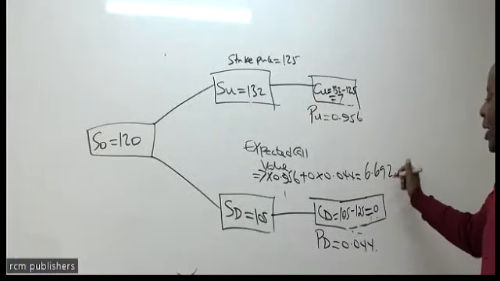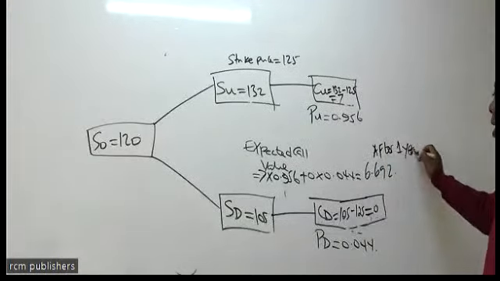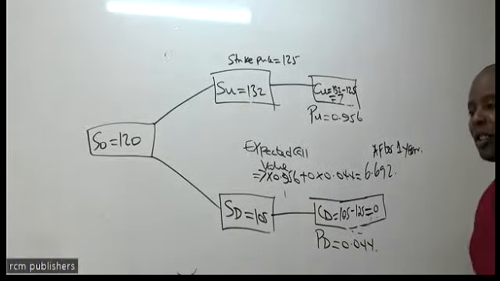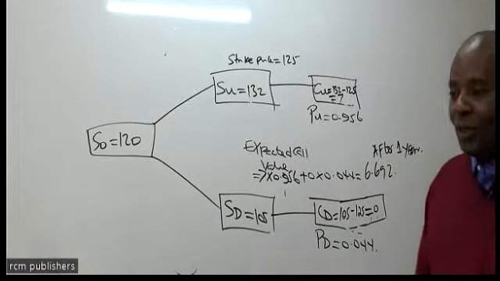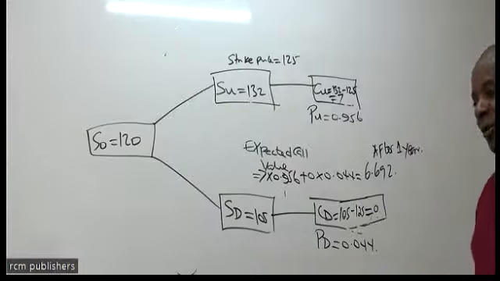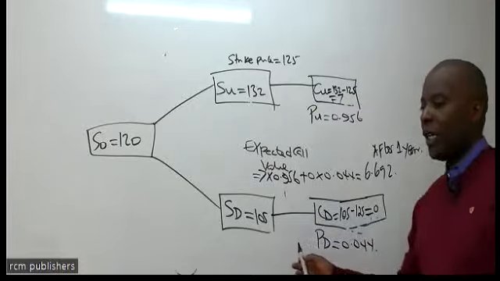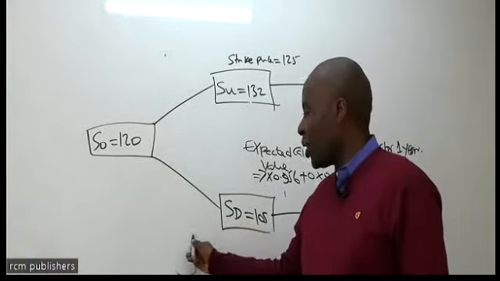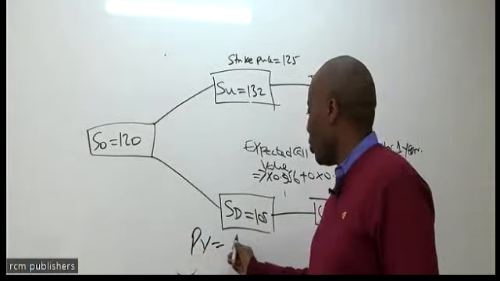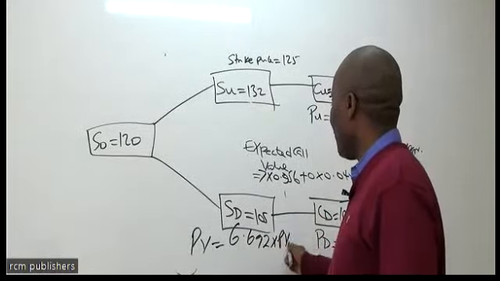So if you look at this figure, it will be after 1 year. So what do you think will be the last thing to be done? Discounting. So give us the present value, which will be 6.692 times PVIF.